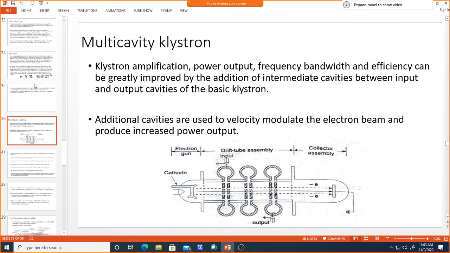Okay, so in the last class we discussed the two cavity klystron. So now today we'll discuss the multi-cavity klystron. Generally the multi-cavity klystron is used to amplify the signal, because as the cavities increase, the focusing of the beam will happen, and the energy of the electrons which travel as an electron beam will be amplified by these cavities.